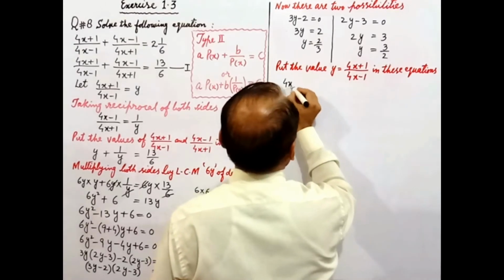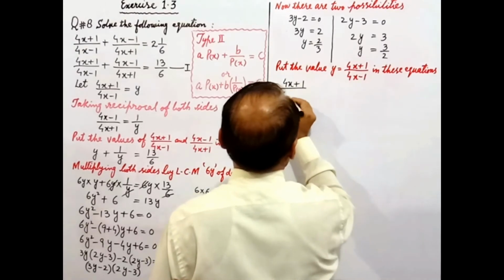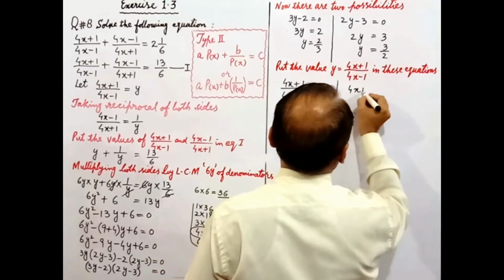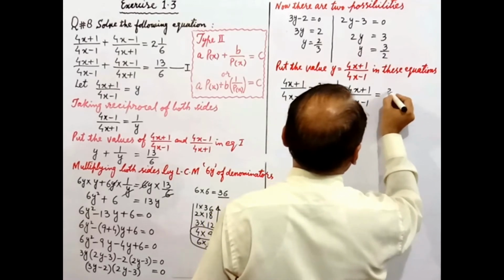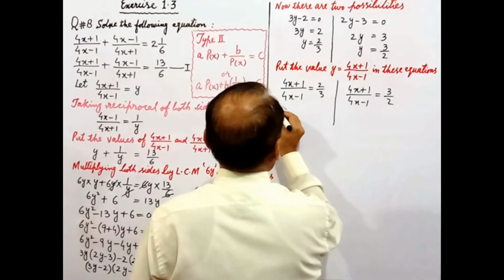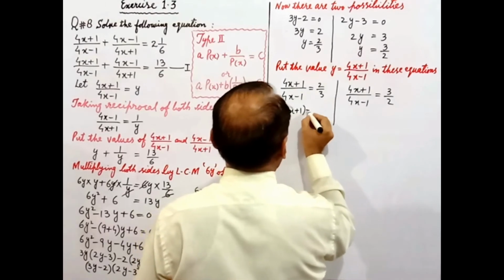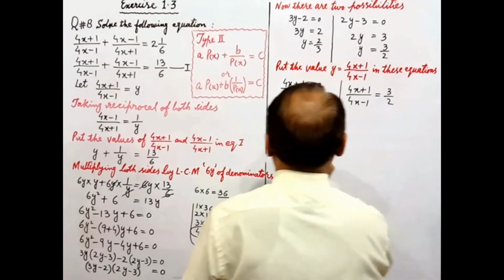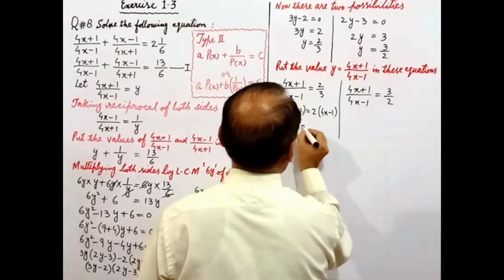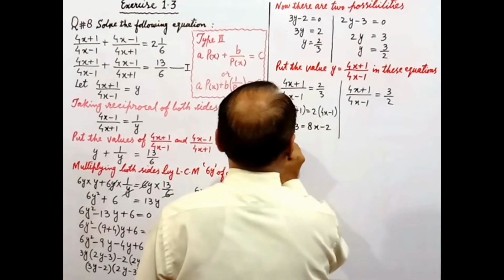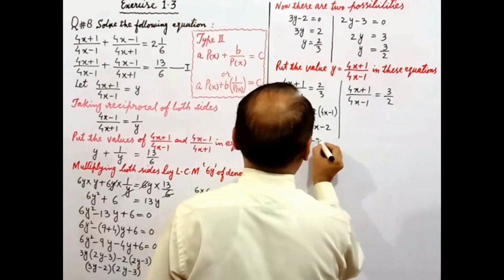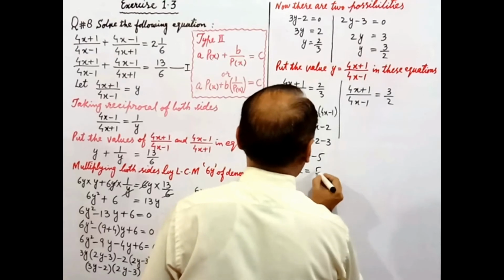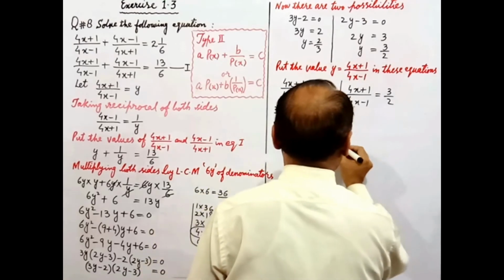We have (4x+1)/(4x-1) is equal to 2 by 3, and for the second possibility we have (4x+1)/(4x-1) is equal to 3 by 2. By cross multiplication we have 3 into (4x plus 1) is equal to 2 into (4x minus 1). 3 4s are 12x plus 3 is equal to 2 4s are 8x minus 2. 12x minus 8x is equal to minus 2 minus 3. We have 4x is equal to minus 5, x is equal to minus 5 by 4 for the first solution.